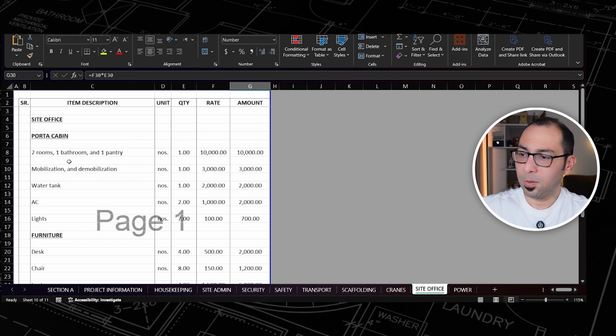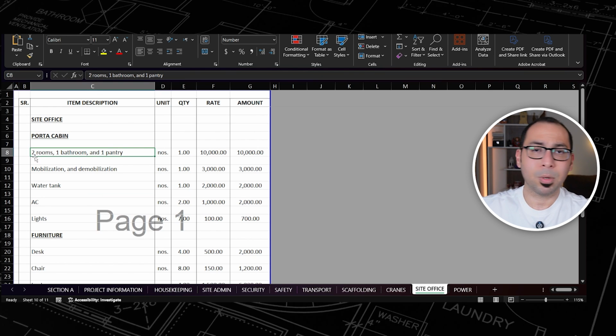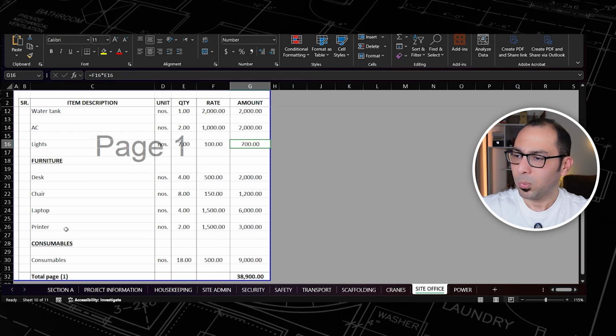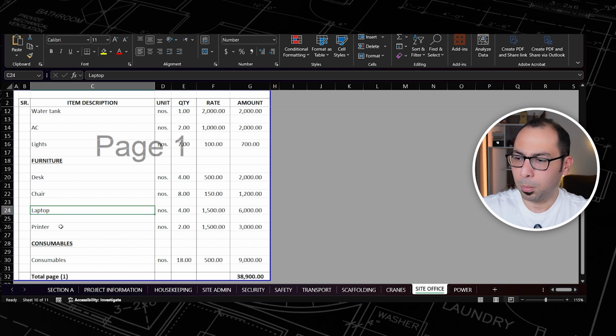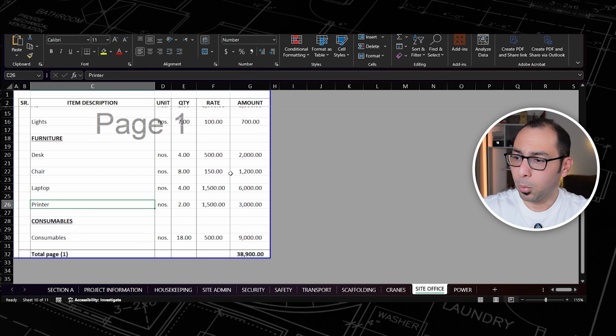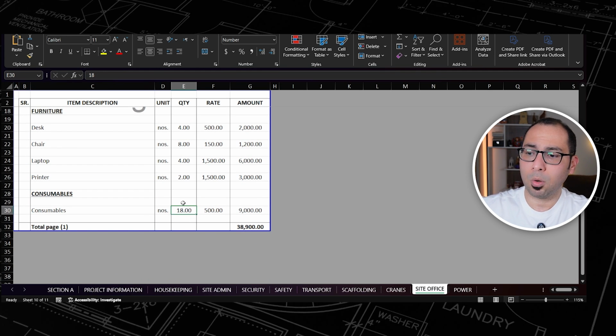If I go to the site office here, I can see that if I need a site office, I will first need a porta cabin. So the porta cabin, which has 2 rooms, 1 bathroom and 1 pantry, will cost 10,000, let's say. And the mobilization and demobilization of that, let's say 3,000. And I need a water tank for this porta cabin, so 2,000, 1 AC and some 7 lights inside the porta cabin. And then for the furniture, desk, chair, laptop, printer. So I'm just putting the numbers here, multiplying by the prices to get these things, because all of these things will be inside that porta cabin. Then for the consumables, again, the duration of the project is 18 months multiplied by 500 on average per month.